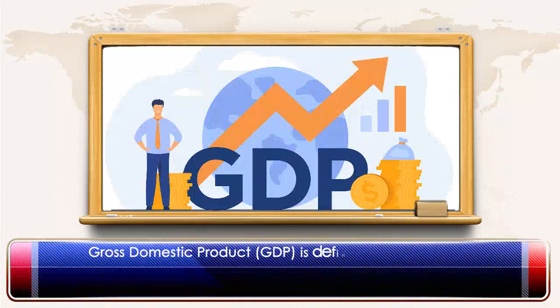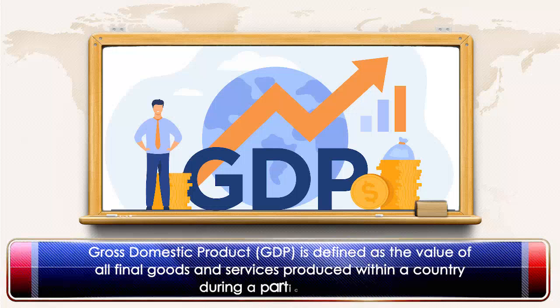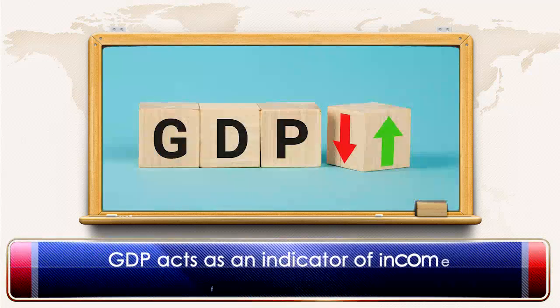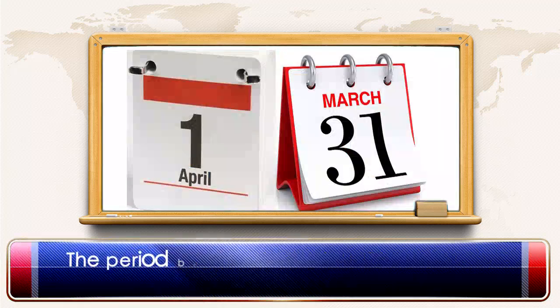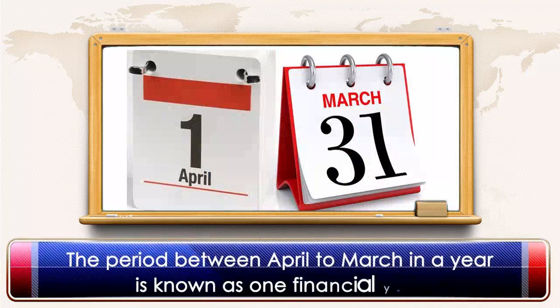Gross domestic product, GDP, is defined as the value of all final goods and services produced within a country during a particular year. GDP acts as an indicator of income for the country. The period between April to March in a year is known as one financial year.